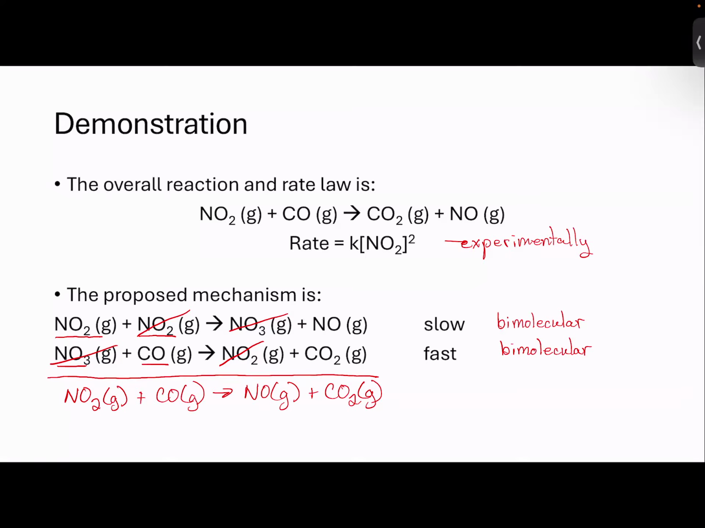In this reaction mechanism, the intermediate is nitrogen trioxide, because the nitrogen trioxide was created in an early reaction and was used up in a later reaction, meaning it was a product in an early reaction and a reactant in a later reaction.